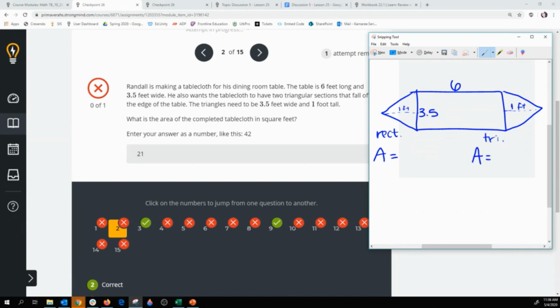If you don't, it's okay. So what would I do with the 3.5 to find the area of my rectangle? And again, if you don't know or if you're confused, that's fine. Just let me know.